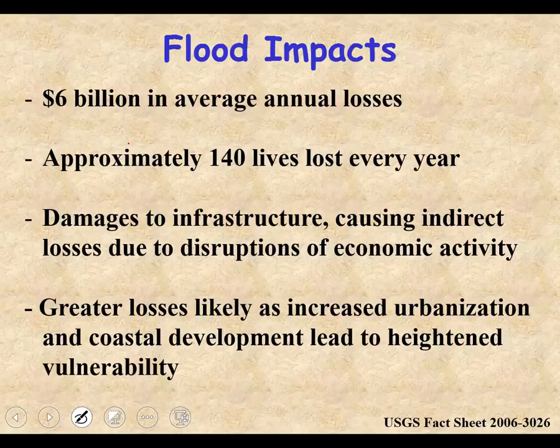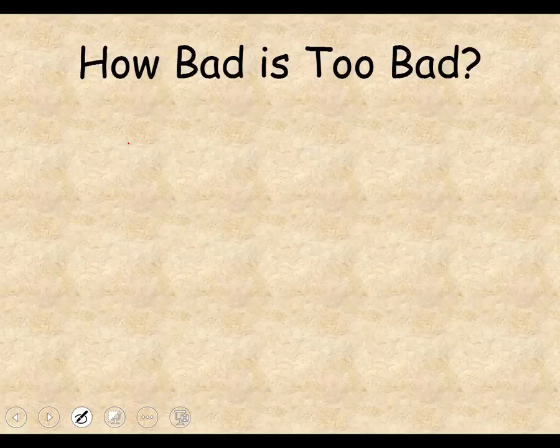Okay. Now, flooding is a problem, as we've talked about earlier. In the U.S., this is the biggest loss of life and dollar values, $6 billion per year. There's all sorts of impacts. And increasing urbanization, development in flood-prone and coastal areas are basically increasing our vulnerability to the risk of flooding.